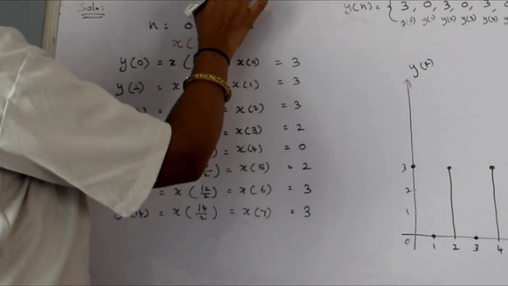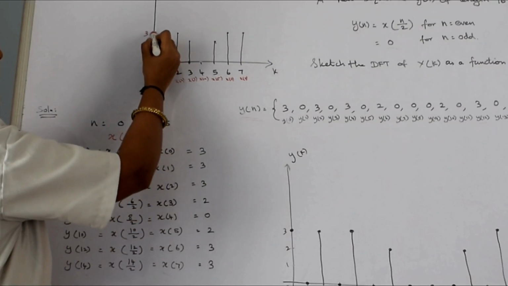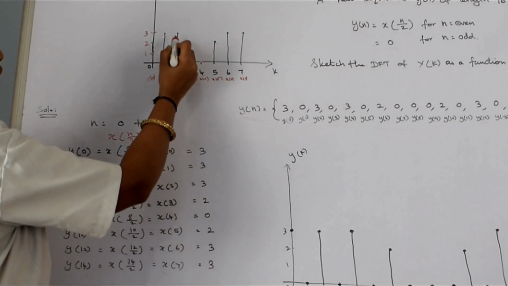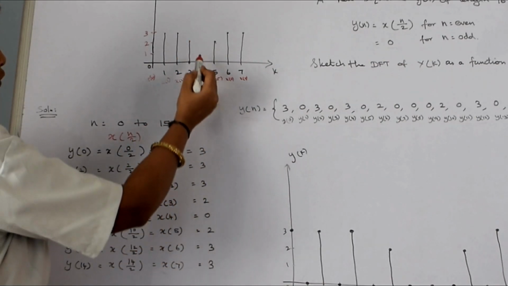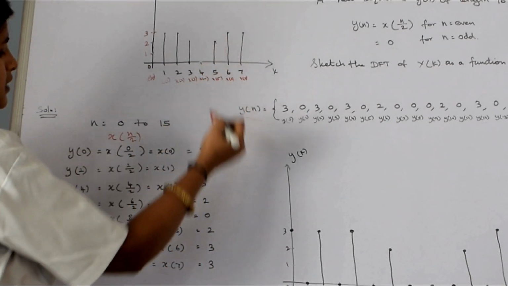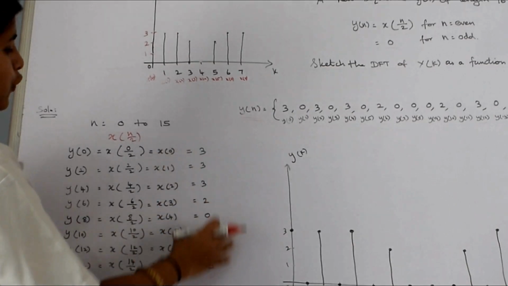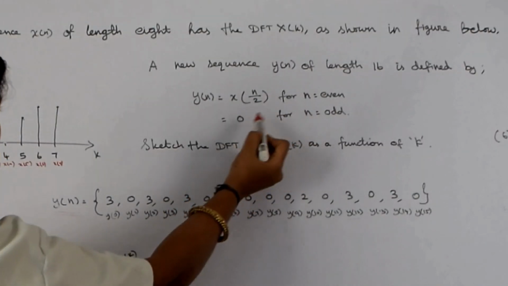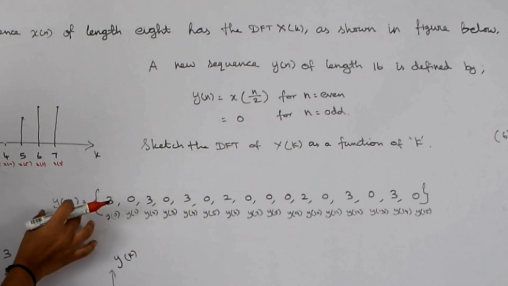For that we have to consider the given figure. Here x of 0 value is given as 3, x of 1 value is given as 3, x of 2 is 3, x of 3 is 2, x of 4 is 0, x of 5 is again 2 and x of 6 is 3, x of 7 is also 3. This is for even values of n. And what about the odd values? I am going to substitute 0. So here we can write the final output sequence.